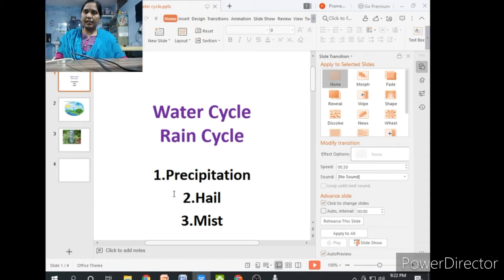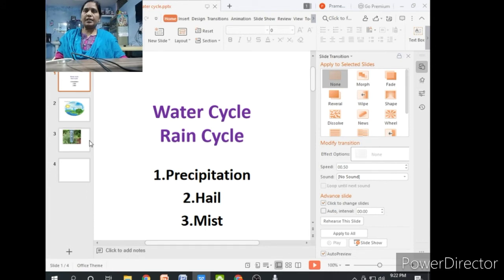Before starting our class, read the spellings of precipitation, P-R-E-C-I, preci, P-I-P, precipi, T-A-T-I-O-N, precipitation; H-A-I-L, hail; M-I-S-T, mist. Learn these spellings well, children. While writing your worksheet, you can use these words.